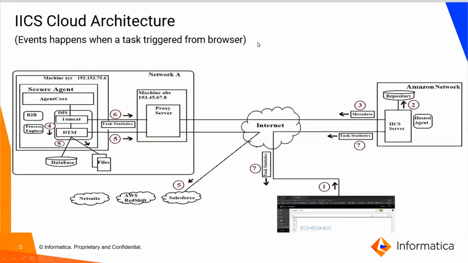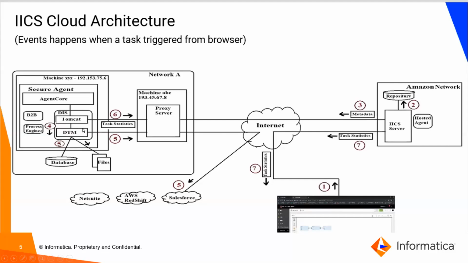Moving on, this is the detailed architecture of CDI. Once you click run mapping on the browser, the request will go to the IICS service, and the IICS server will connect to the repository and fetch the metadata, and the metadata will be given back to the DIS which is running on the secure agent.